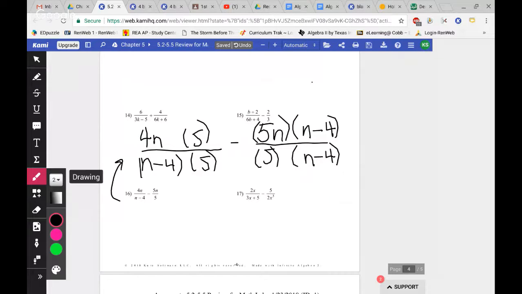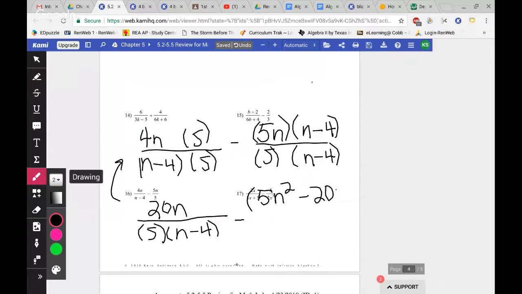All right. So what we would do is now we're going to multiply 20n and then write down our factors. Clean that up a little bit. And then I'm going to make a big parentheses. I'm going to distribute this 5n to both of the factors within this term. So 5n times n is 5n squared. And then 5n times minus 4 is minus 20n.